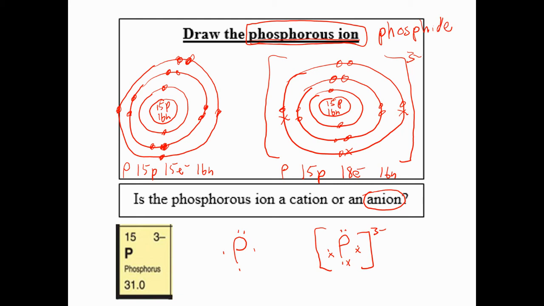Phosphide. Another one that's not intuitive when you're changing the name, I'm just going to add that here, is sulfide. Sulfur becomes sulfide when you make an ion. Nitrogen, nitride, oxygen, oxide. Chlorine is pretty straightforward: chloride, fluoride, iodide, bromide.